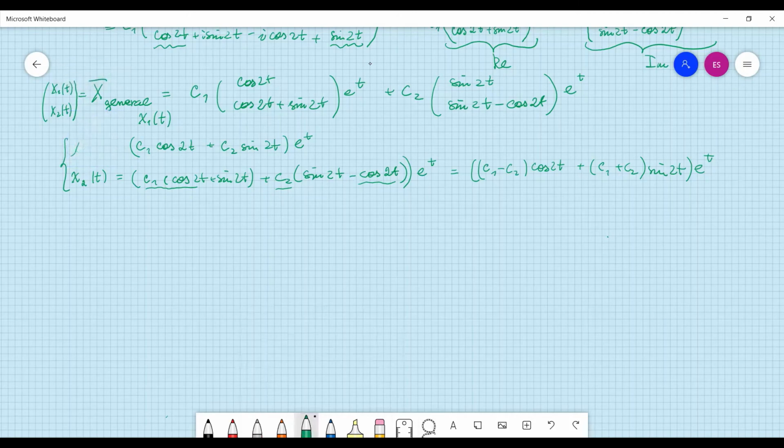Okay, so let's continue. So we have x1 of t equals c1 cosine of 2t plus c2 sine of 2t, times e to the t, and x2 equals c1 minus c2 cosine of 2t, plus c1 plus c2 sine of 2t, and c1 and c2 are arbitrary constants.